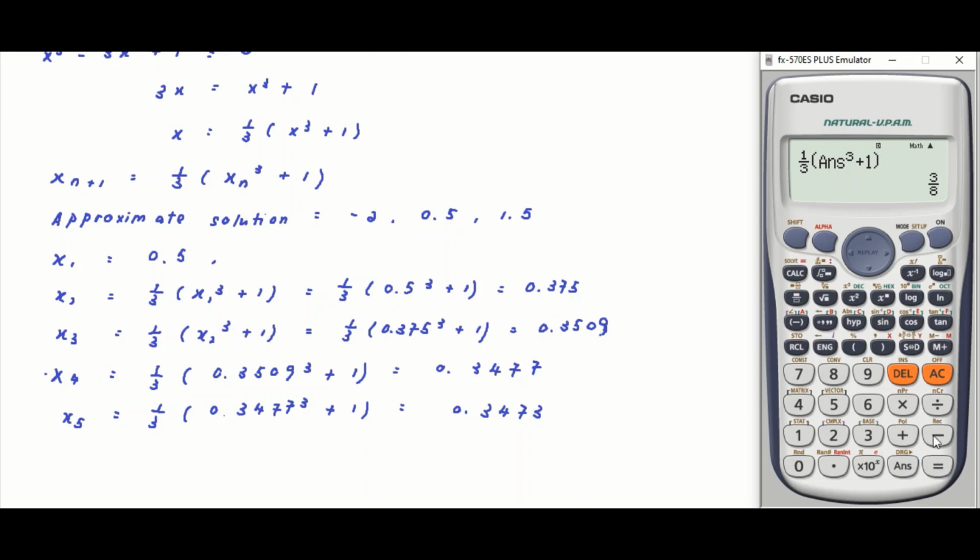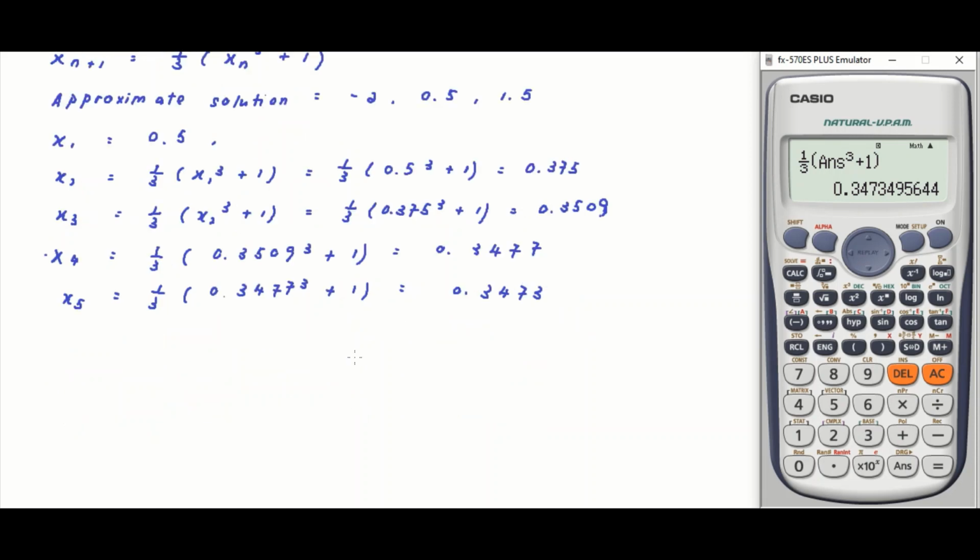So when you press enter, you should get your x2, so 0.375. When you continue to press it, you get the next one, 0.3509. And you enter again, meaning that you are going to substitute this answer back into your equation, right? So that's why you get your x4, which is 0.3477. So when you press enter again, this is how you get to the next one.